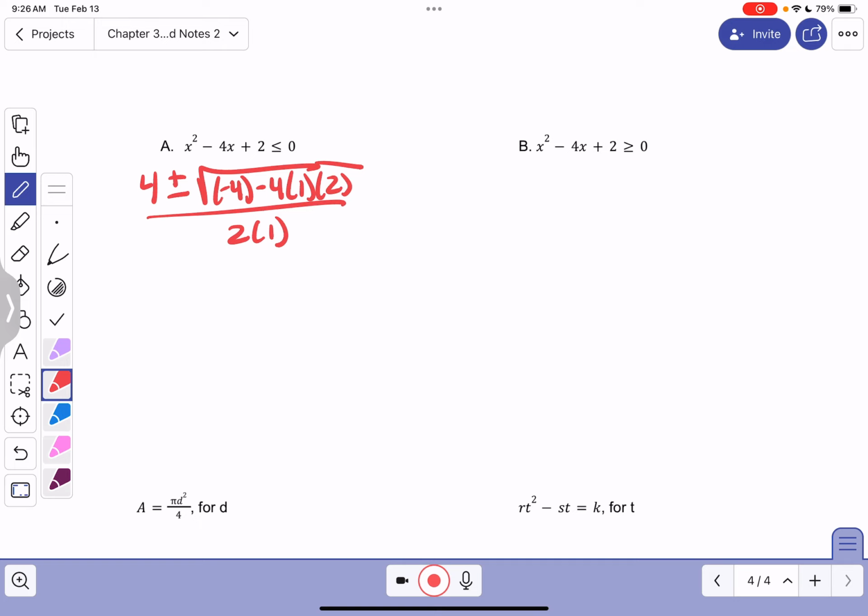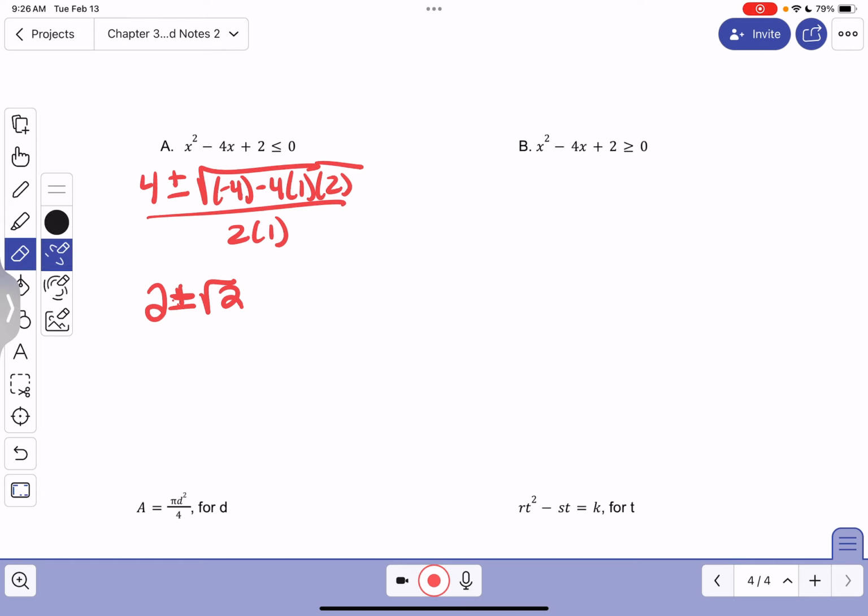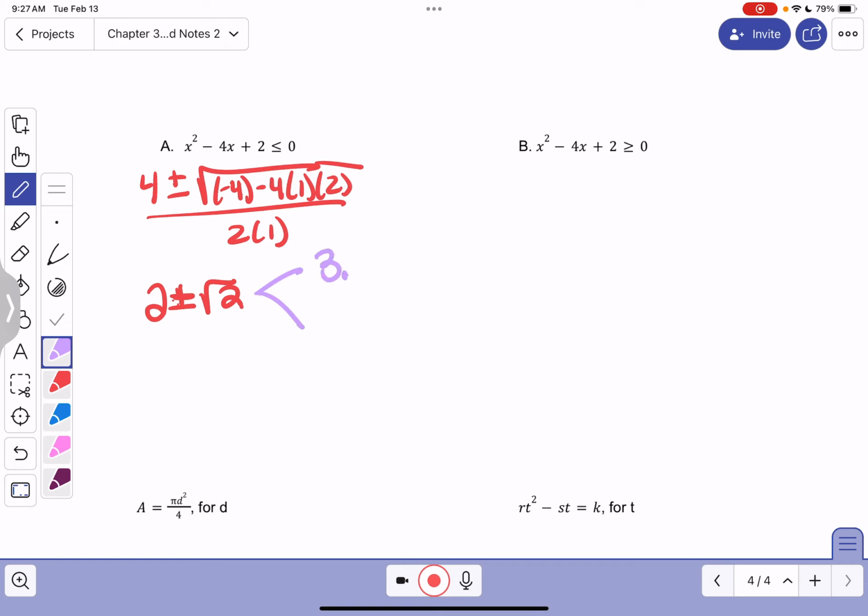So we already have that the answers are 2 plus or minus root 2. If you do it all out, you can find that. Now, in order to test this, I actually need a decimal to plug it in to make my life easier. So if I do these, I would get 3.41 and 0.59 if I plugged that in the calculator. Now I need a point between those to plug in.